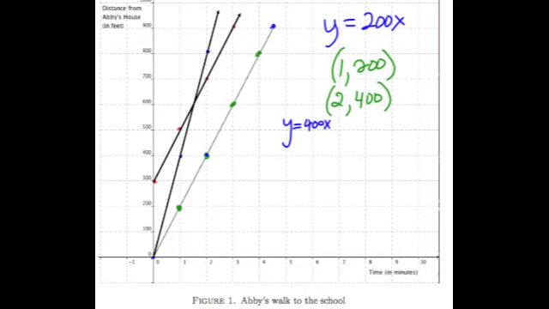Right. So let's look at 1, 500. If I put 1 in here, does it equal 500? Right. It equals 200. So how do I make this 500 if I plug in a 1 for x? Could I add something to this? Yes. What would I add to it? So what would the equation be for this line? Y equals 200x plus 300. Yeah. Very good.